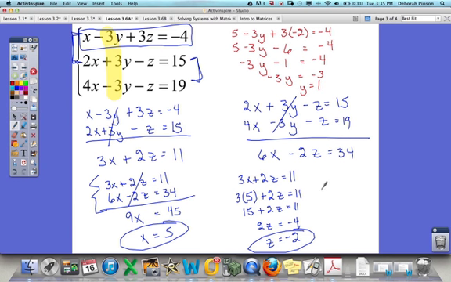So here then's my answer. My x is 5. My y is 1. My z is -2. So there then is my answer. Lots of work on these. I'm not going to give you a ton of problems for homework, but do expect them to take a little while. Alright, so we're going to stop right there.